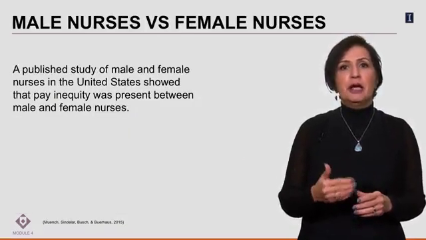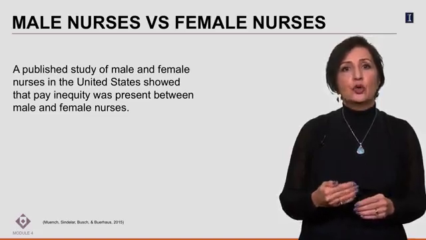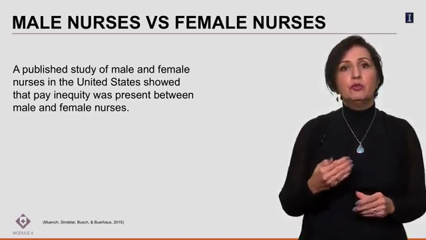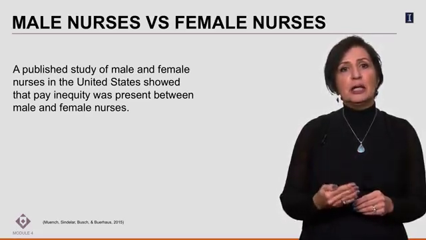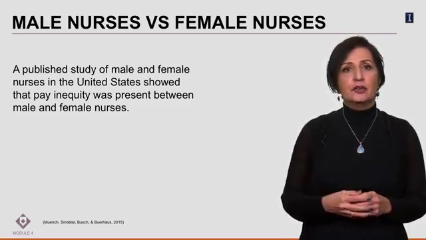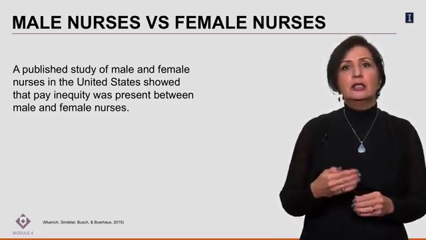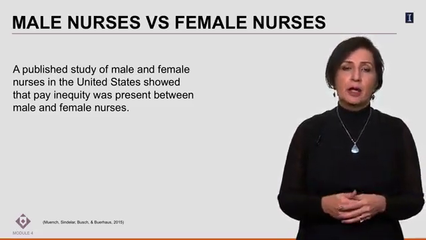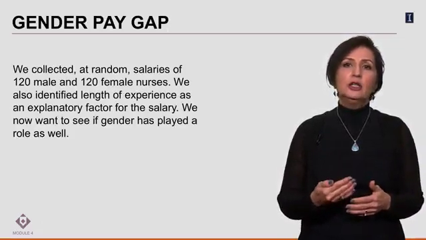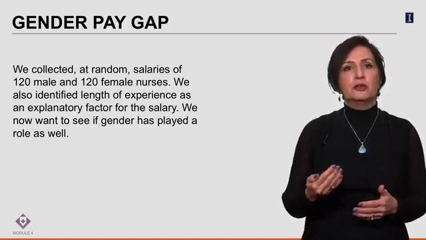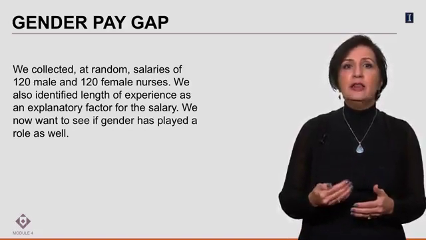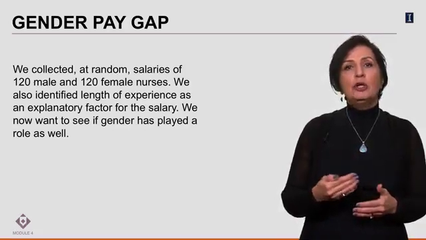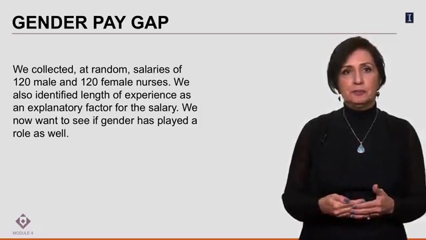A published study of male and female nurses in the United States showed that pay inequity was present between male and female nurses. What this study found was that gender was an explanatory variable for predicting a nurse's salary. Let me use simulated data to show how we could check on the correlation between gender and pay. We collected at random salaries of 120 male and 120 female nurses. We also have identified length of experience as an explanatory factor for the salary. We now want to see if gender has played a role as well.